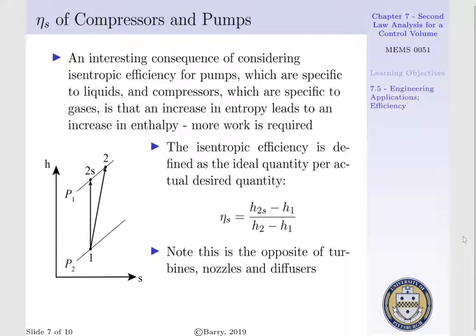The actual work, h2 less h1, is going to be greater. Thus, our efficiency is bounded between 0 and unity. Note that this expression is opposite of turbines, nozzles, and diffusers.